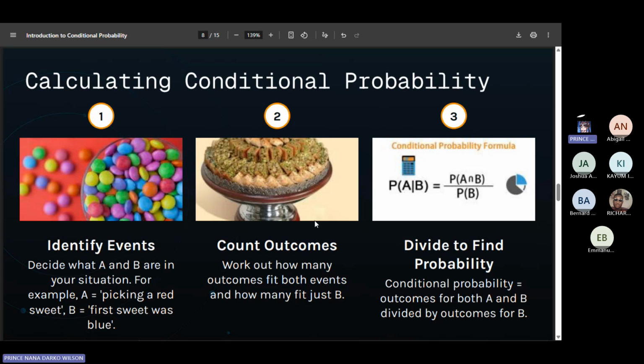To count the given outcomes or the possible outcomes, work out how many outcomes fit both events and show how many fit just B. Divide to find the probability, and the conditional probability is equal to outcomes for both A and B divided by outcomes for B, where B is the pre-existing condition or the condition that we are describing using the if. All right, the if condition.